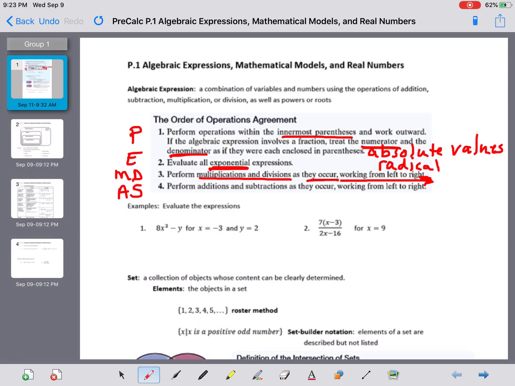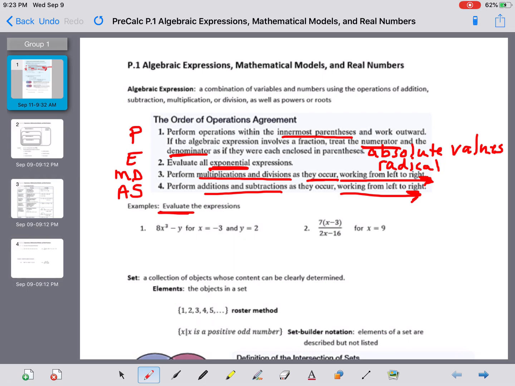And the same goes for addition and subtraction. Again, they're together, they're linked, and they don't have to be addition then subtraction. It is what appears first from left to right. So make sure you're aware of that. That is one that we sometimes forget after a while, so you do want to make sure you're careful on that. So our first example says evaluate the expressions.